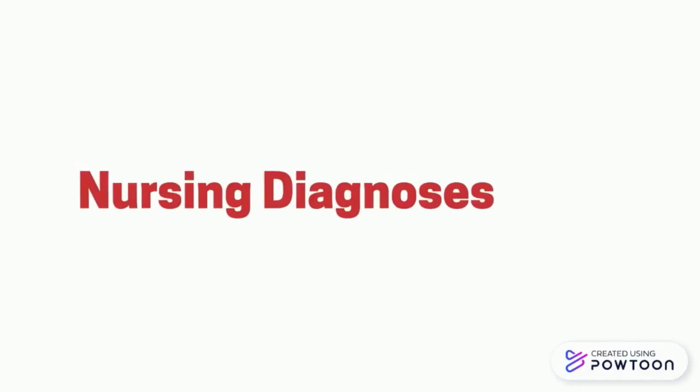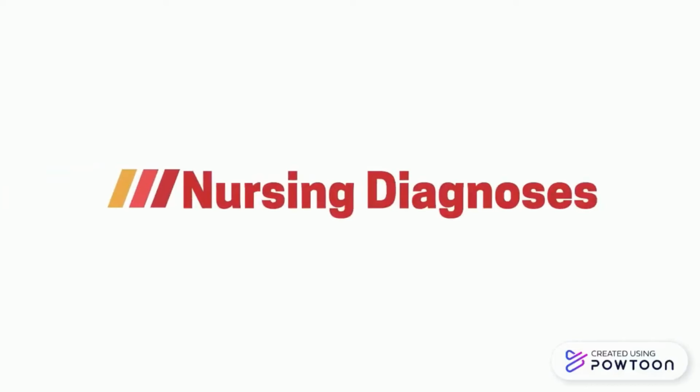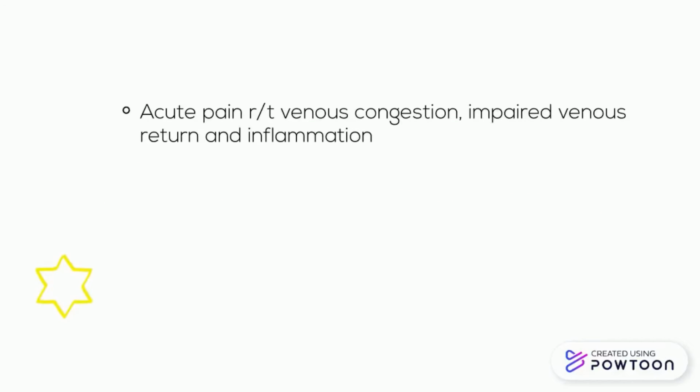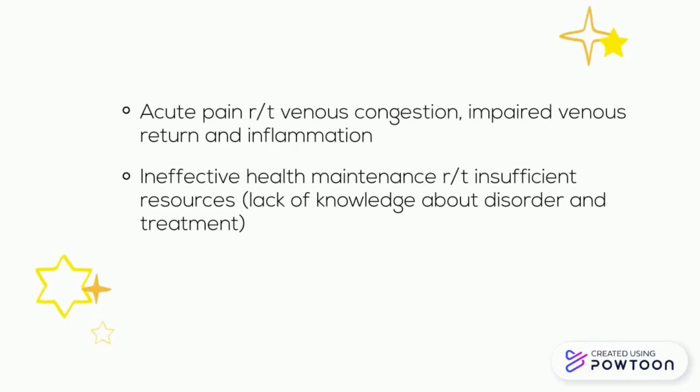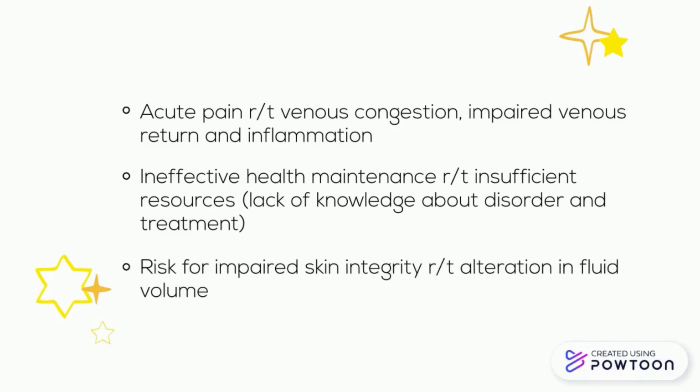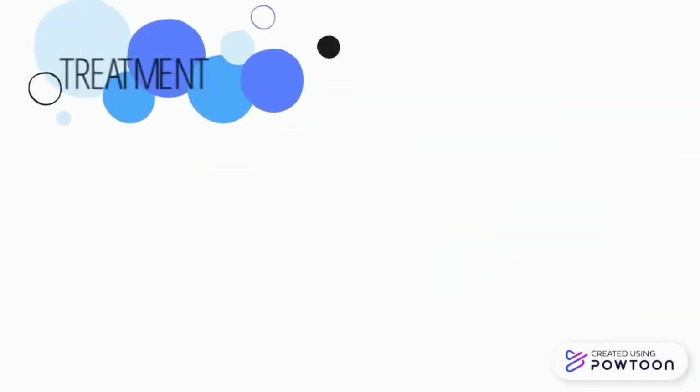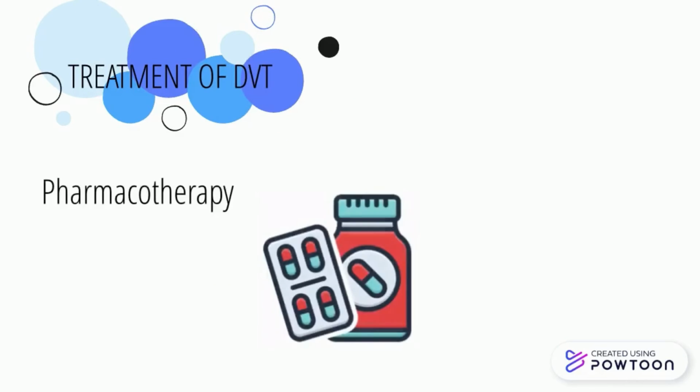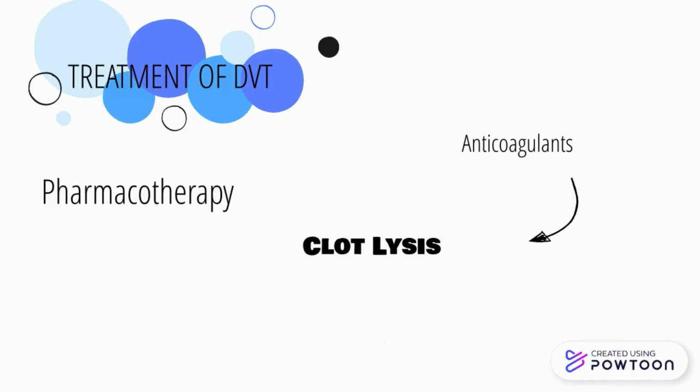Here are a few nursing diagnoses: acute pain related to venous congestion, impaired venous return and inflammation, ineffective health maintenance related to insufficient resources, or risk for impaired skin integrity related to alteration in fluid volume. DVT is treated pharmacologically with anticoagulant therapy. It is important to note that the medication does not lyse the thrombus, but rather prevents its spread or accumulation of new clots. It's the body's own intrinsic fibrinolytic system that is responsible for clot lysis.